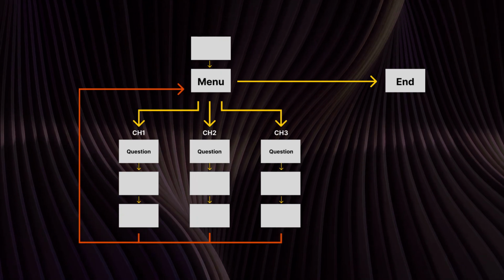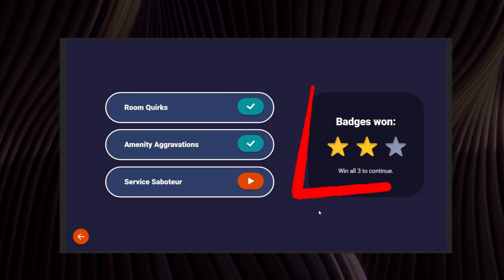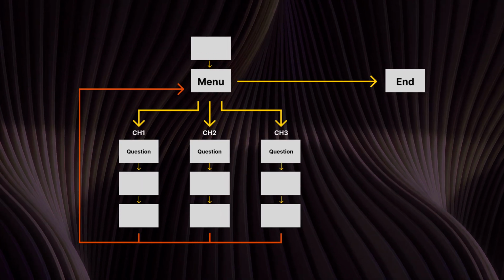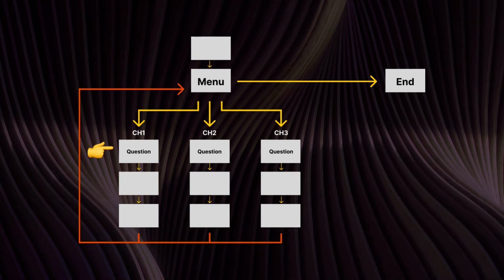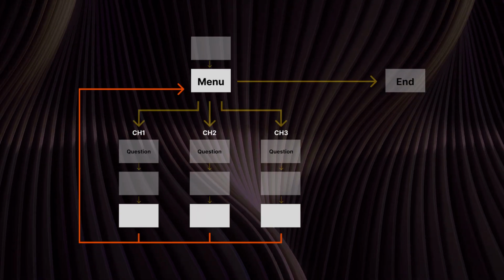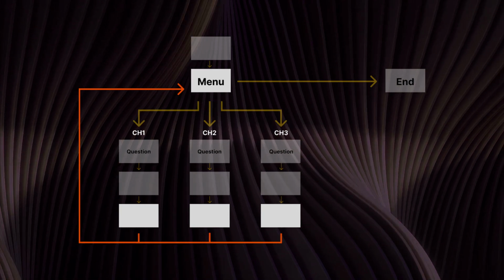Now from the main menu, users can access 3 chapters and track how many badges they've earned. Each chapter follows the same structure: 1 multiple choice question, followed by 2 content slides. On the last slide of each chapter, clicking the next button will return the user to the main menu.